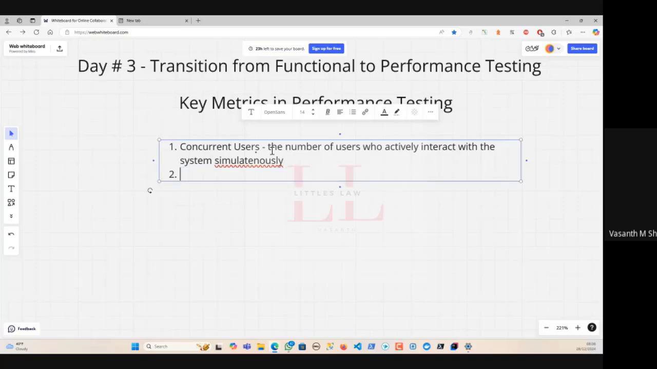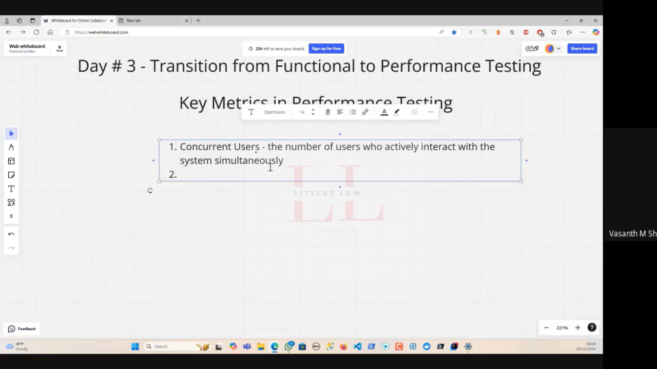Again, why do we need to bother about them? They are the user load, right? They help us determine how the system behaves under real world usage conditions. Who is going to give the throughput? It's coming from the users, right? Like I told you, all these are interrelated. The response times are related with throughput, and the throughput is related with the users. Say, for example, we have 1,000 users accessing a website without the performance getting degraded. That is the idea about concurrent users.